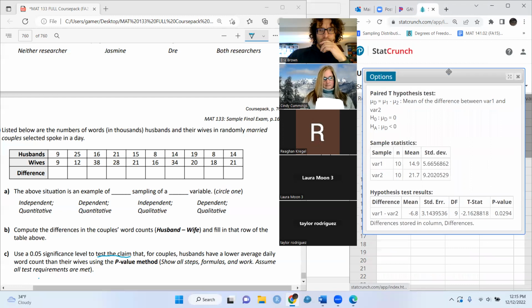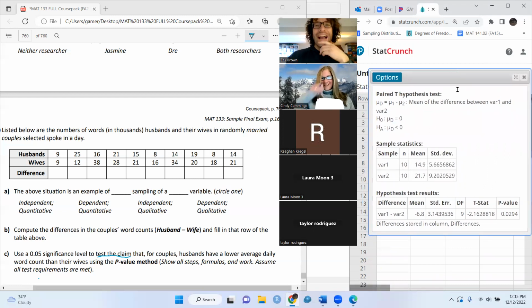I just found out where to unmute. What did you just ask me? I suck at computers, you guys. I got a p-value of 0.0294. Is that what you got? Yes, that is correct. That is what I got.